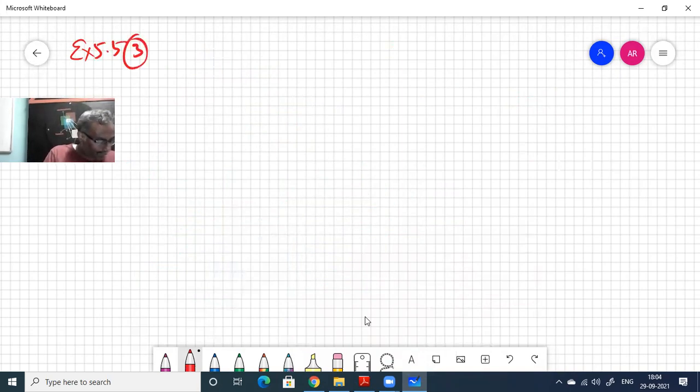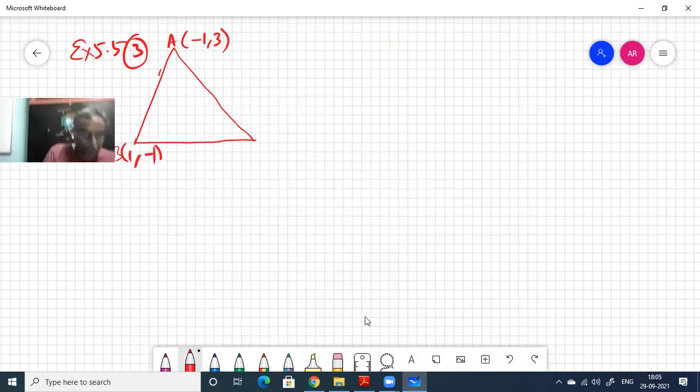Find the length of the median through A of a triangle. Vertices are A (-1, 3), B is (1, -1), and C is (5, 1). It is telling to find the length of the median through A of a triangle. Okay, he is finding how much is AD.